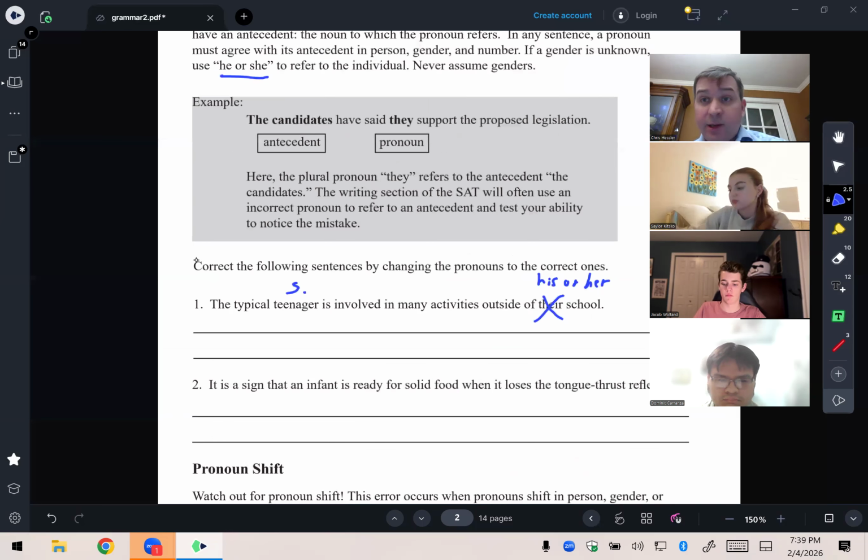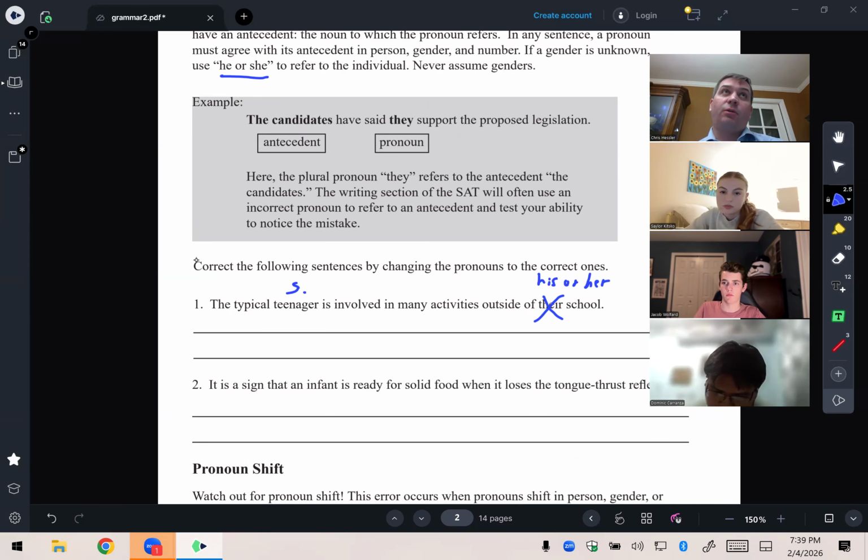Okay, and this has actually changed over time. So 100 years ago, or anything that's written before that, anything that's written a couple hundred years ago, this is what they would have said. This is grammatically correct. Stylistically, however, this would not be the best choice today. They would have just said the typical teenager is involved in many activities outside of his school. That's just how they wrote. So that's how Dickens wrote, that's how Virginia Woolf wrote, that's how George Eliot wrote, that's how everyone wrote. They would have just written like that.